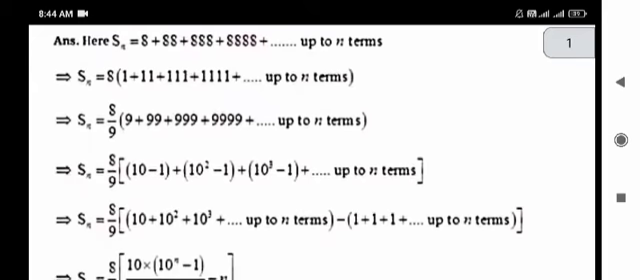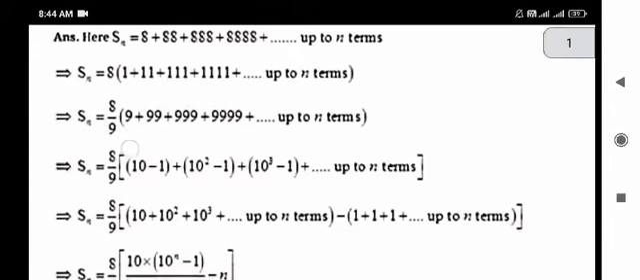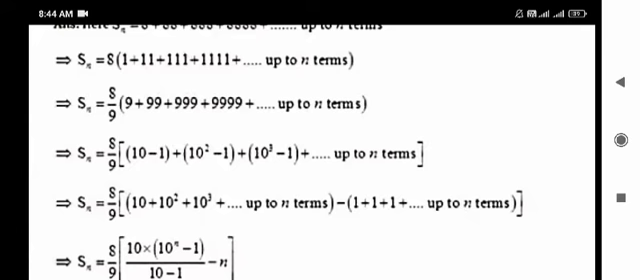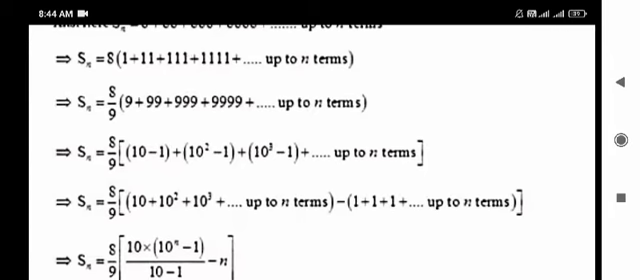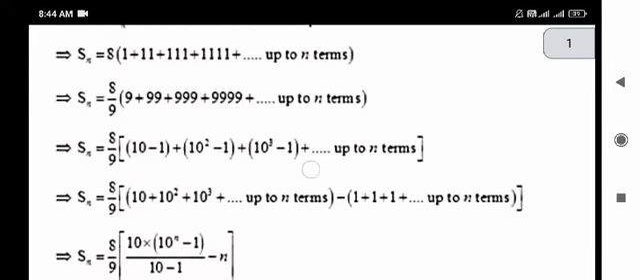Now, taking 9 at the denominator and 9 at the numerator, that is, multiply 9 with the numerator and multiply 9 with the denominator. So the values here are 9, 99, 999, 9999. Similarly, 9 can be written as 10 minus 1, 99 is 10 square minus 1, 999 is 10 cube minus 1.